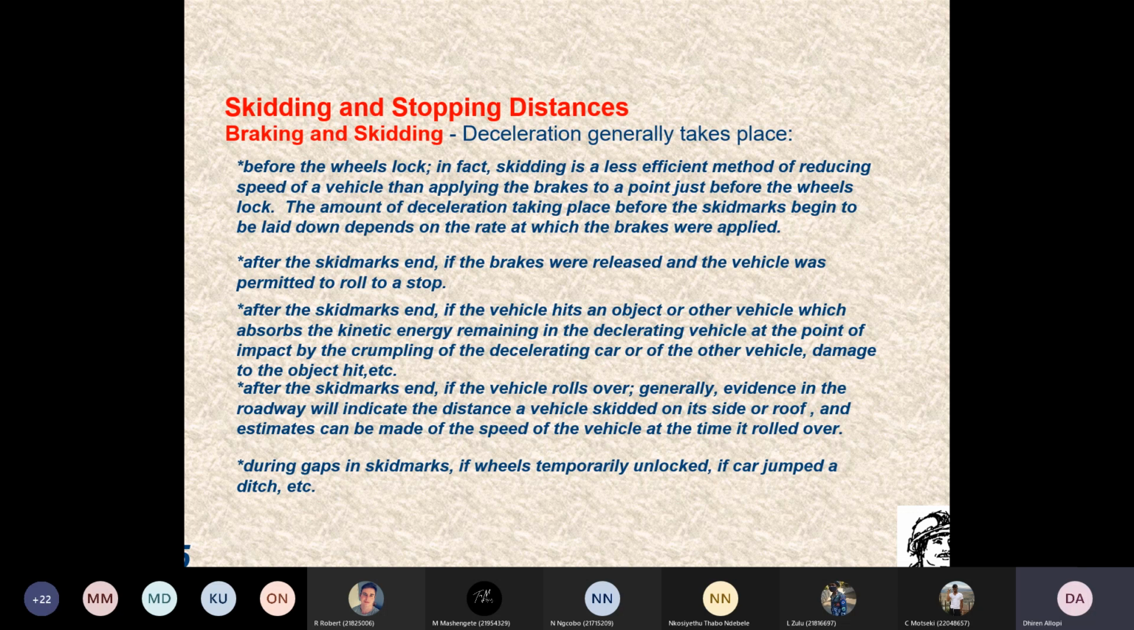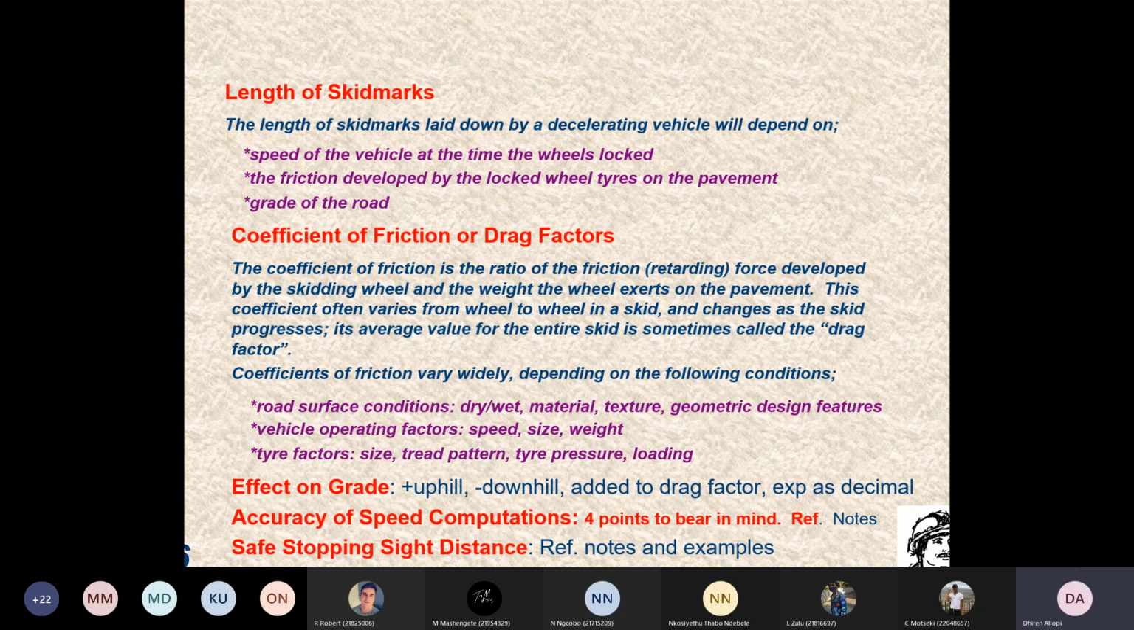So in terms of the actual calculation, one would want to calculate what is the length of the skid mark, and the factors that one would take into account: the speed of the vehicle at the time your wheels locked, the friction that's developed between your wheel and your tire surface, the pavement, the grade of the road, again, whether you upgrade or downgrade.